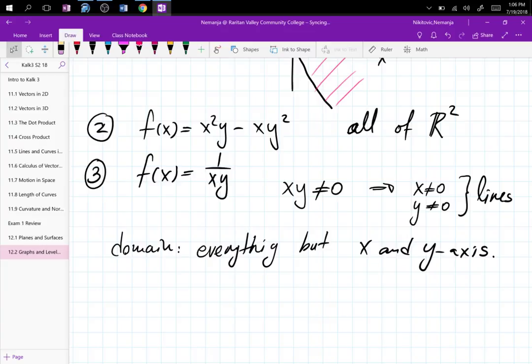All right, you're going to love this one. Here's the one for you to practice, and then we'll talk about the other concept, and we're done. Find the domain of g of x, y, defined as ln of x squared minus y.